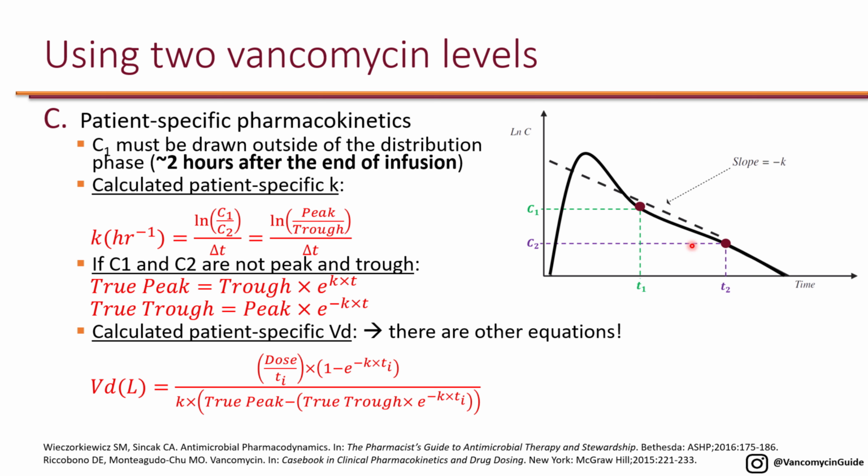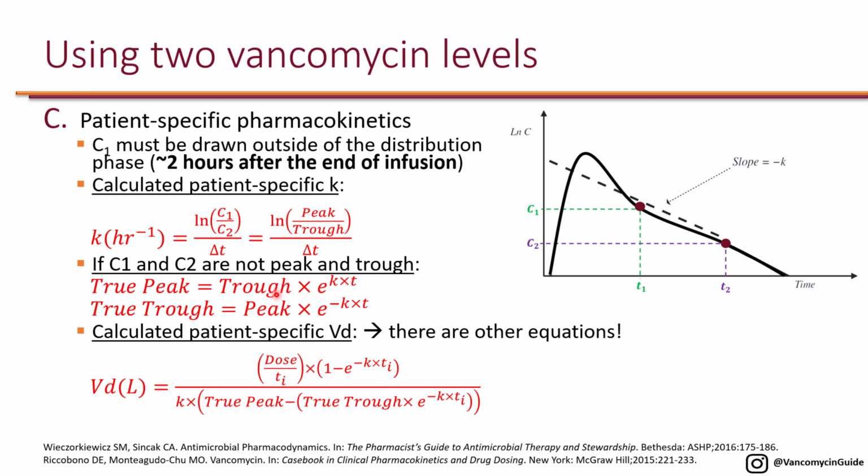correct line. Then we use the equation from first order kinetics to calculate K, and the delta T is the time it takes from C1 to C2. So T2 minus T1 will give you delta T. And then using this individualized K, we can actually calculate the true peak, because whatever C1 we get, that's not the true peak. The true peak would be impossible to draw, because if we actually draw a level at the end of infusion, it would be inside the distribution phase. So we have to calculate the true peak, and we can basically use the first order kinetic equations.